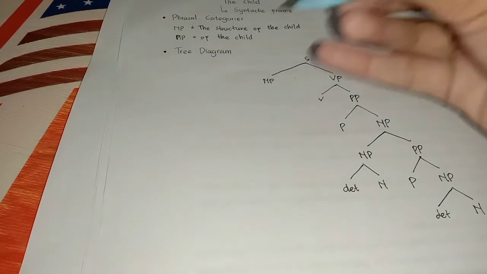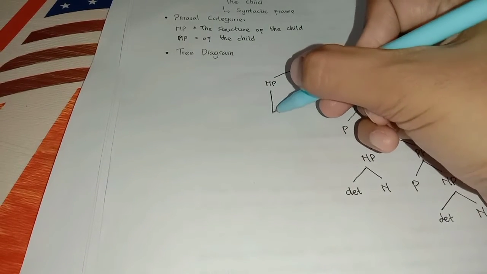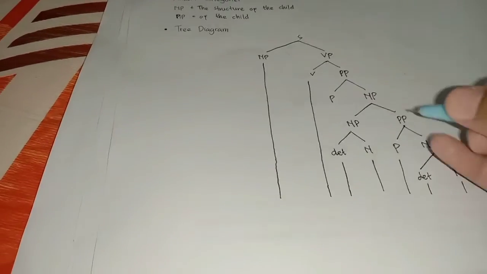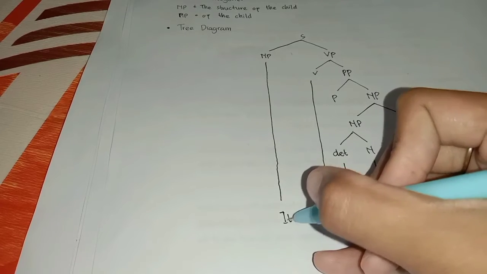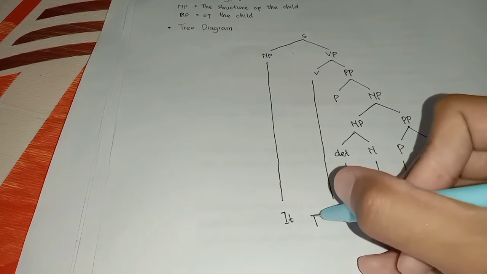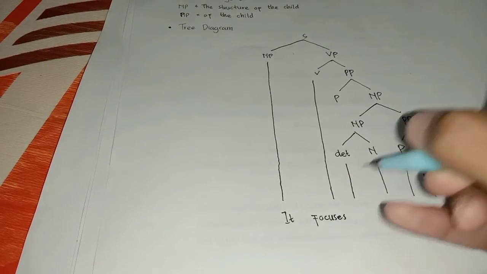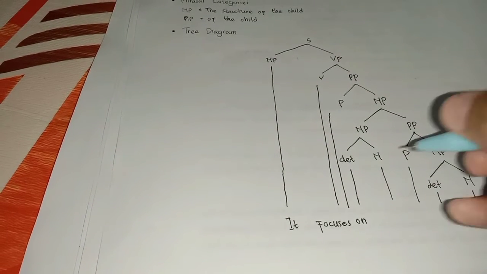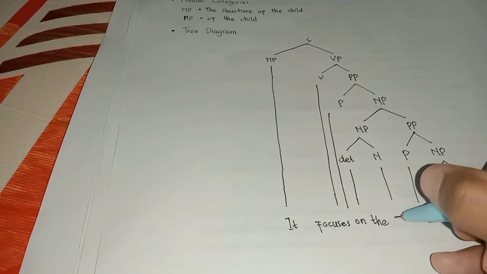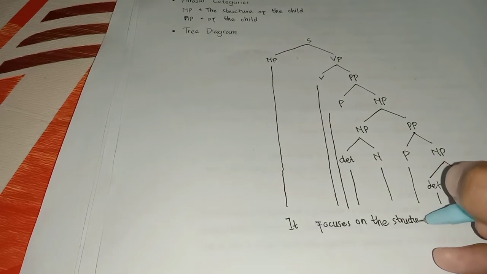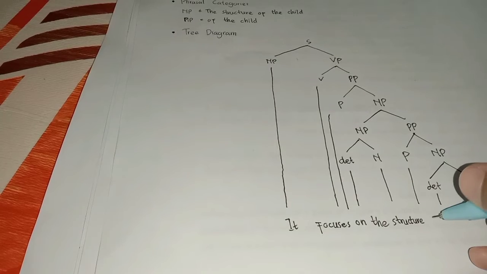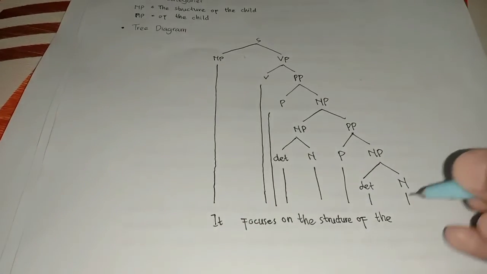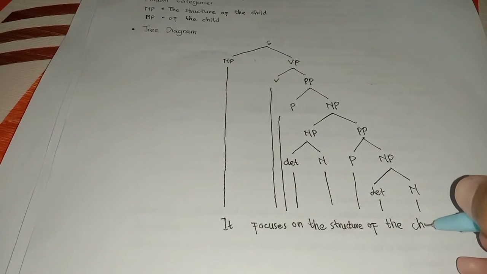After that, we draw the line of this sentence. Okay, the noun phrase is "it," the verb is "focuses" and the preposition is "on," determiner is "the," noun is "structure," preposition is "of," determiner is "the," and the noun is "child."